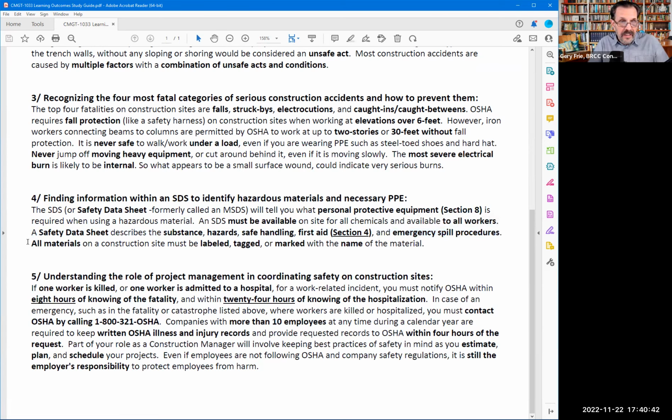In the last sentence, it says that all hazardous materials on a construction site must be labeled, tagged, or marked with the name of the material. So you can't have a mystery jar, bottle, or container of a flammable gas or toxic liquid or something. It's got to be labeled. You can't have an unmarked container, a Solo cup full of gasoline or something. It's got to be labeled so that there's no confusion.